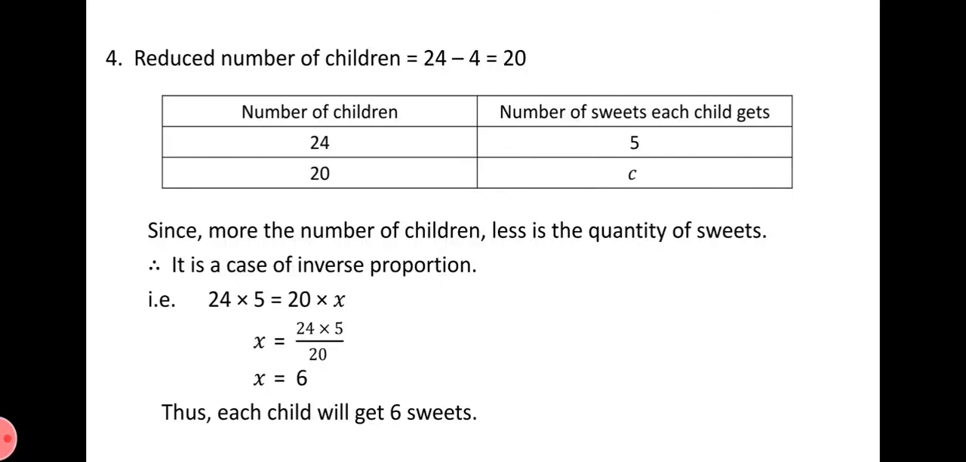Next, question number 5. A farmer has enough food to feed 20 animals in his cattle shed for 6 days. How long would the food last if there were 10 more animals in his cattle shed? Now it is given that one farmer had this much food that he can feed 20 animals for 6 days. But suppose 10 more animals are added in his farm, then for how many days would the stock of food last? It is asked like this.